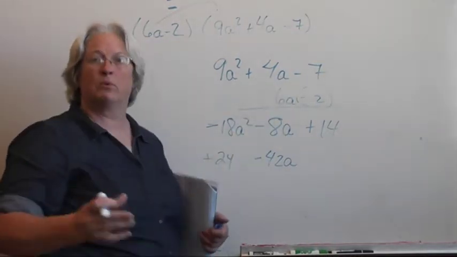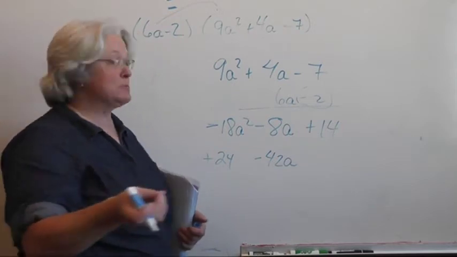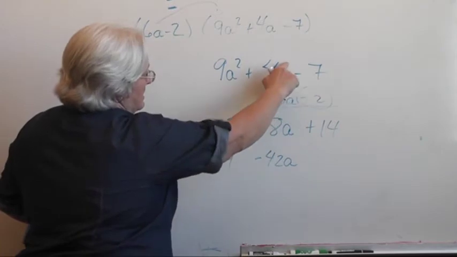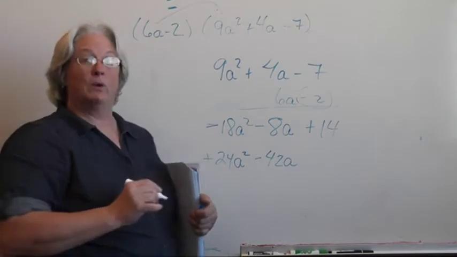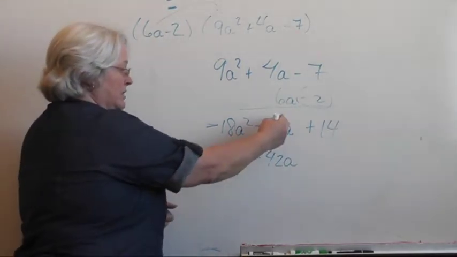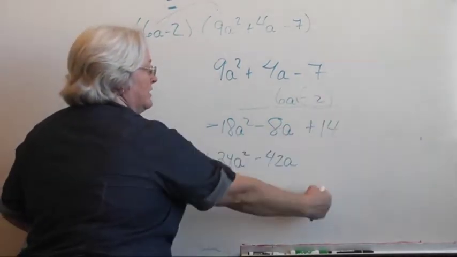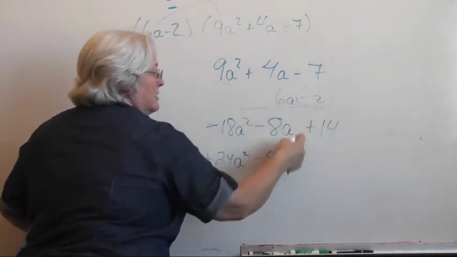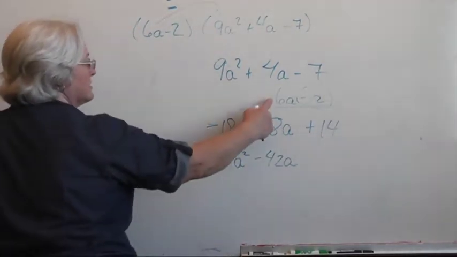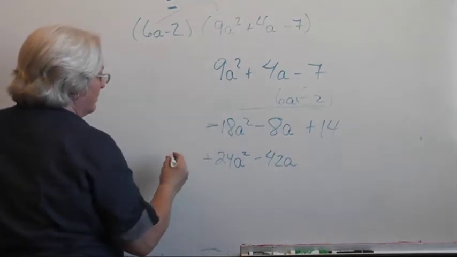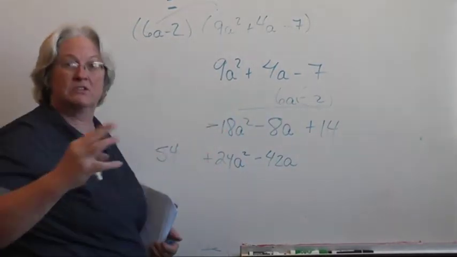A times a, remember what happens when you multiply exponentials that have the same base? You simply add the exponents. You have a to the first times a to the first, or a times a is a squared. And you see that we have already an a squared, so our a's are lined up, our squares are lined up, our constant terms are lined up, even though there's only one little partial product right there that equals 14. So now our last one, 6 times 9 is 54, and it's positive. Now we have a times a squared.